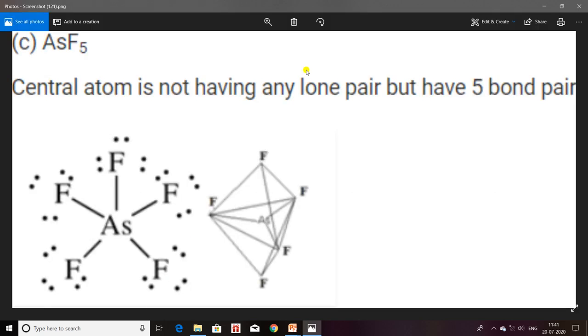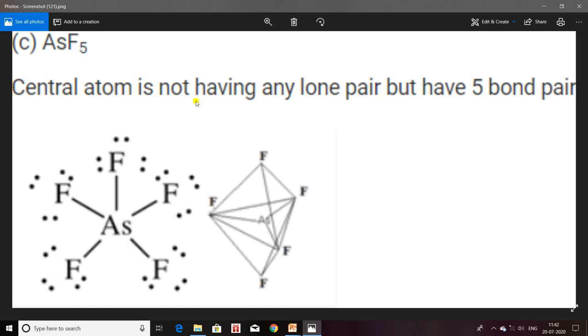So next is AsF5. 5 fluorine atoms are attached to arsenic. Now write down the formula first. 1 by 2 into number of valence electrons of arsenic. Arsenic belongs to the 15th group, so the valence electrons of arsenic are equal to 5. 5 atoms are attached to arsenic with single bond, right? So 5 plus 5, 10. You will divide 10 by 2 and it comes equal to 5. You will do this calculation in your notebook.